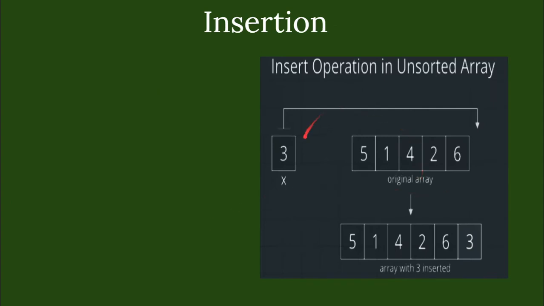Now this is the original array. After inserting the element, the array becomes 5, 1, 4, 2, 6, 3. In this example, the 3 is inserted in the last position. When you're inserting at the last position, there is no need to push to make space in between. Suppose you want to insert an element in the in-between space, you have to push and make space and then insert the element.